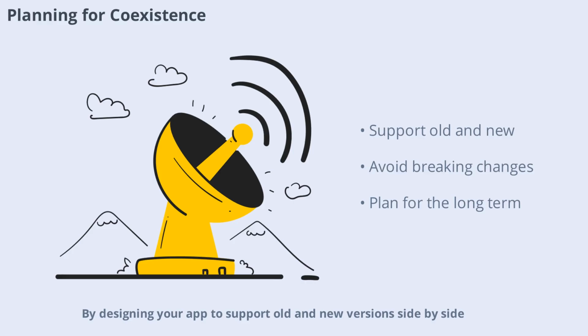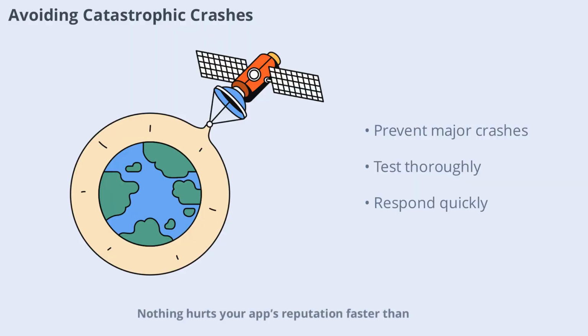By designing your app to support old and new versions side by side, you can avoid breaking changes and keep everyone happy. This requires careful planning and a commitment to long-term support. Nothing hurts your app's reputation faster than a wave of crashes after an update.